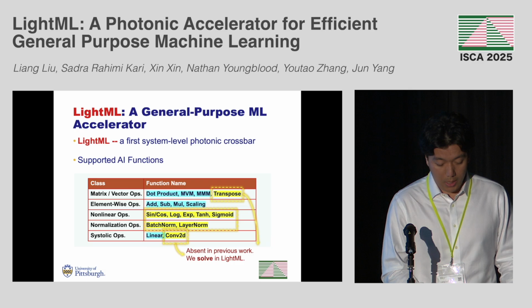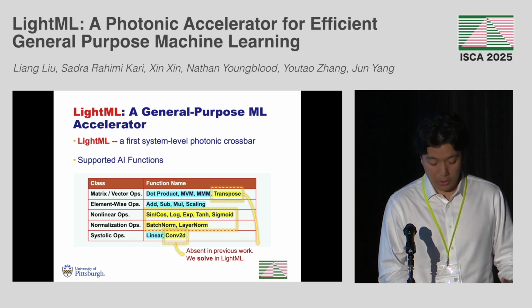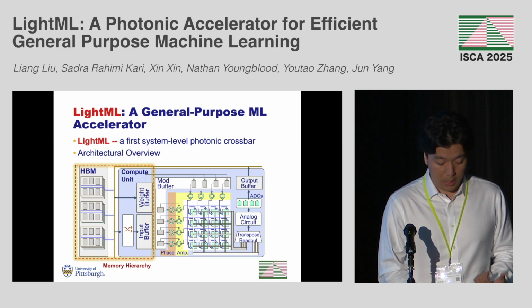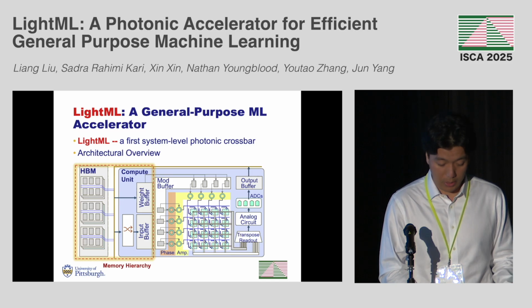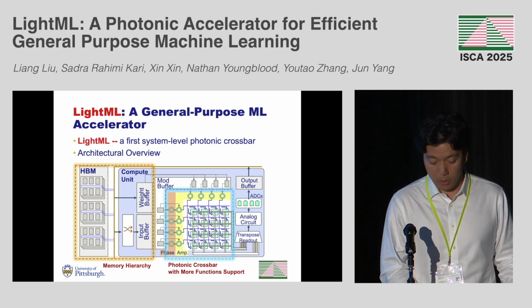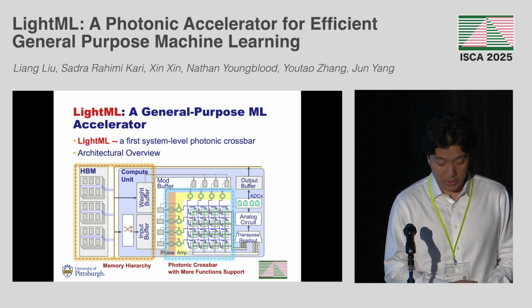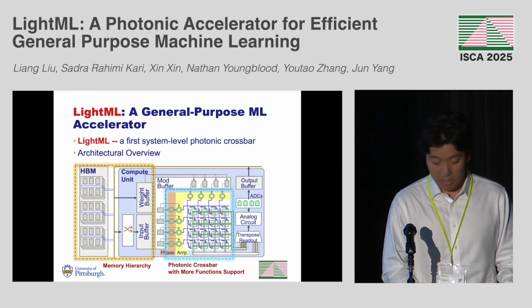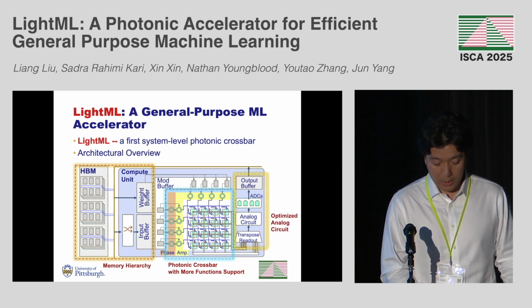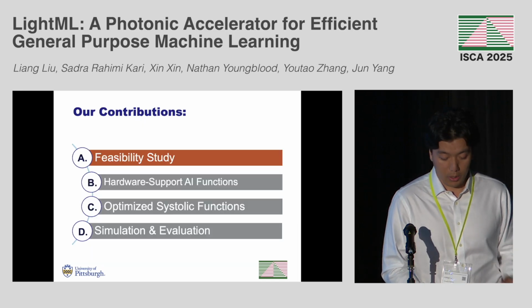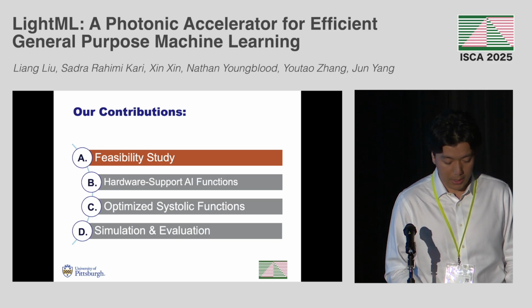And the functions in the yellow color are absent in the previous work, and we provide a solution for them. In our design, we first develop a complete memory hierarchy with a detailed analysis of the bandwidth and the memory utilization. Second, we provide a photonic crossbar array with more functions supported, and we investigate the size and precision, and introduce a set of photonic modulators to achieve more ML functions. And finally, we provide an optimized analog circuit. Here is the contribution of this work, and we'll start with the feasibility study.